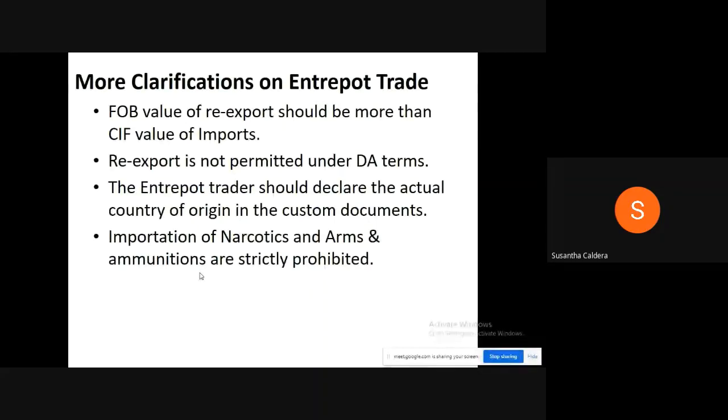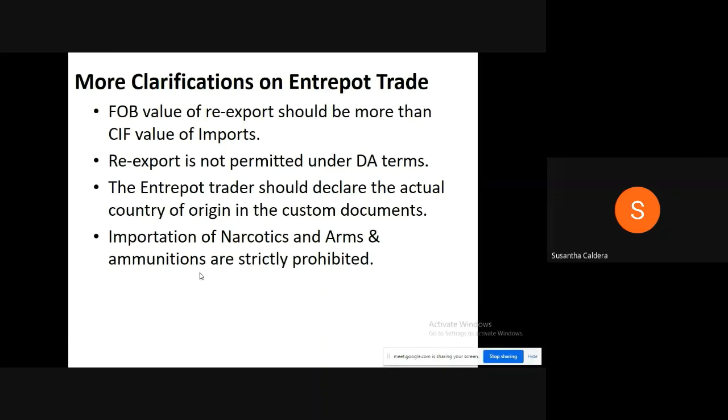There's a central bank circular on this, dated 2013/04/14, right? Okay. The entrepot trader should declare the actual country of origin in the customs documents. That is Chinese origin.